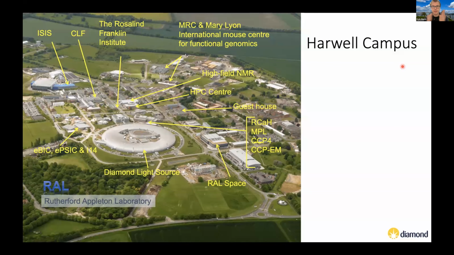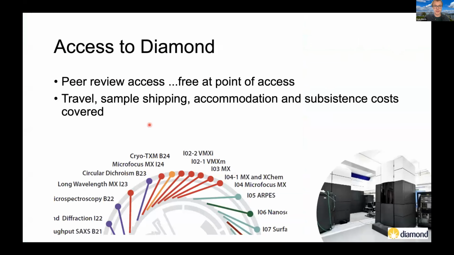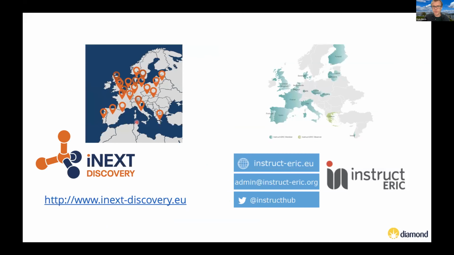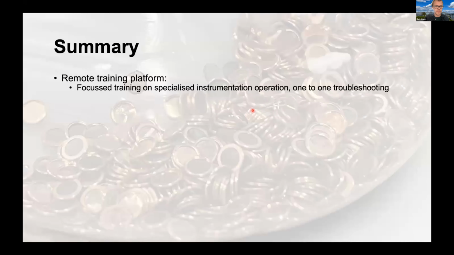So eBIC is part of a very large campus. It's at the Diamond Light Source synchrotron. There are lots of different technologies that you can access on this campus. We are free at the point of access. We cover travel, sample shipping, accommodation if you're coming on site, and your food. And if you're in Europe, there are lots of additional ways that you can get money to access our facilities.